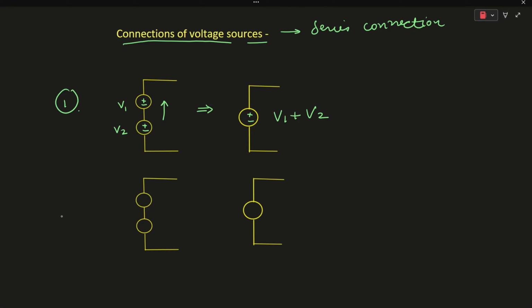In the second case, let's say the two voltage sources are connected with opposite polarity. Let's say this is V1 and this one is V2 with the opposite polarity. So the resultant voltage will be V1 minus V2. I hope it is clear. So in case of series, the voltages with same polarity add up, and if they have an opposite polarity, then the resultant voltage will be the difference of these two voltages.